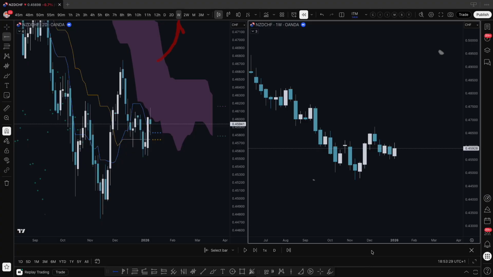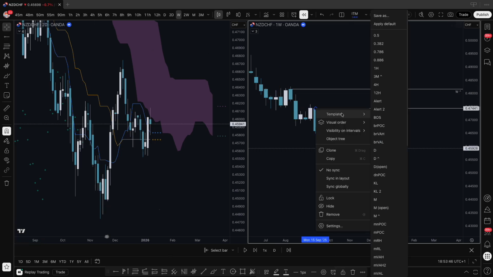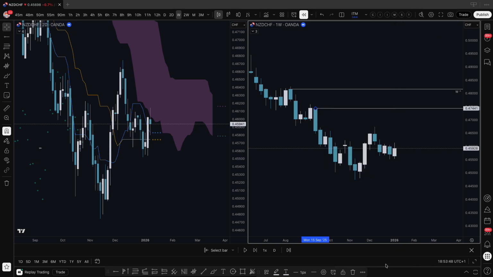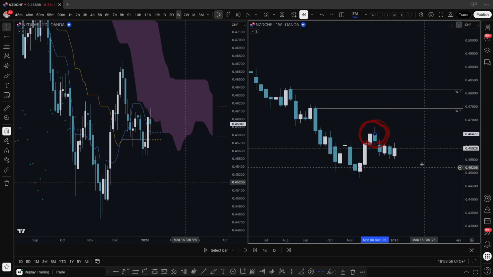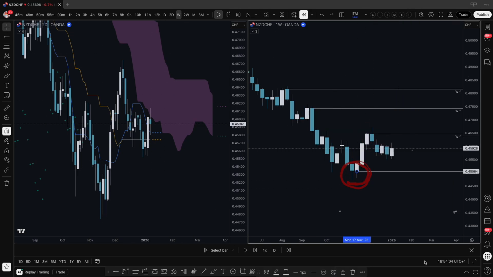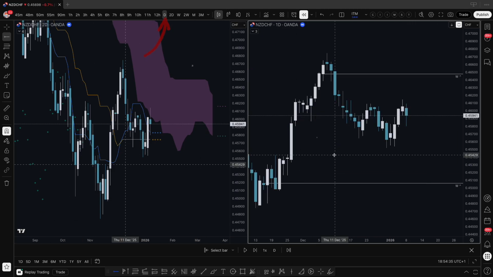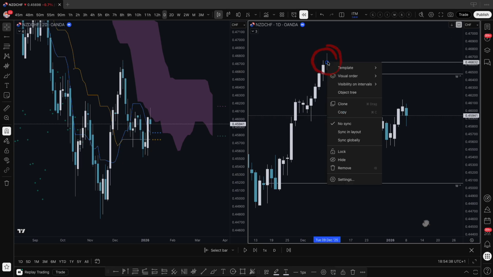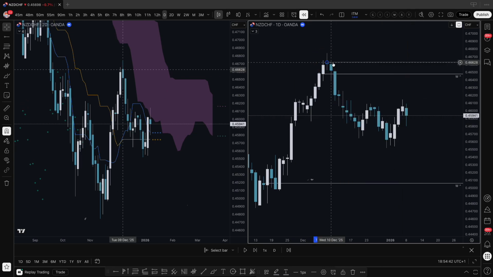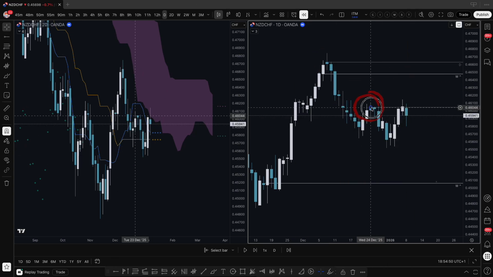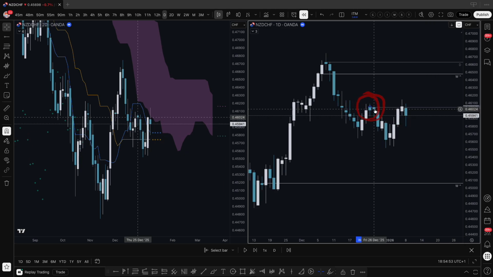Okay, so we are in a weekly. What do we have? We have a weekly level here, which is far away from our price action. We have a weekly level here. We have a weekly level here and here. Okay, that's it with weekly. Let's go lower to daily. So what do we have? We have a daily level here, which was topped. We have a daily level here, which was also topped.